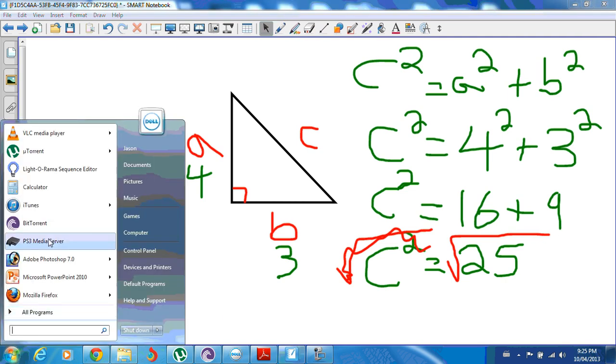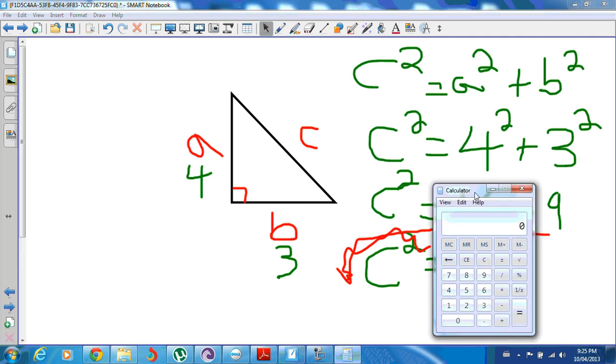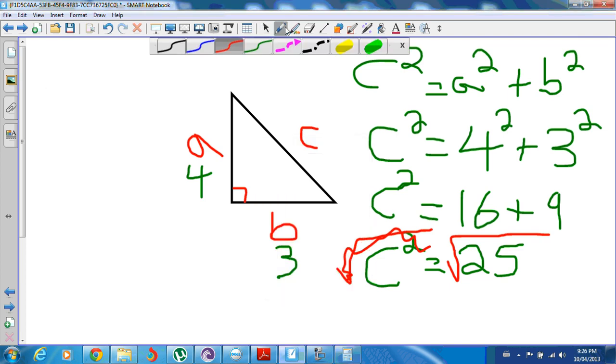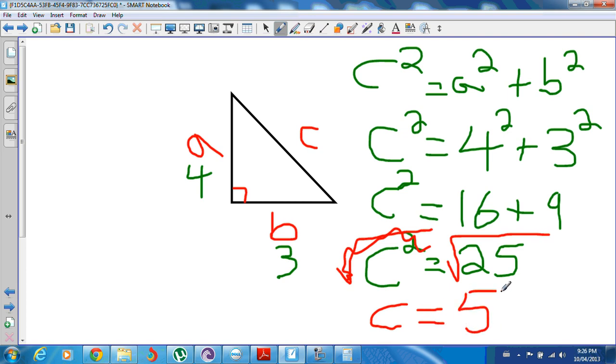So I'm going to go over here, use my calculator, and I'm going to punch in 25, and I got to do the square root of 25. And of course, on my calculator, here's my square root symbol. It's not exactly the look of that, but you can look pretty close. If I hit that square root of 25, my answer is 5. So my value for C equals 5 centimeters.